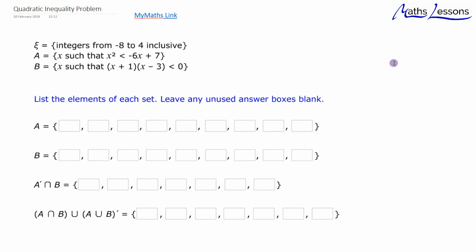Right, trickier problem. Bit of sets included in the inequalities. A really good thinking question. So let's give you 3 minutes to see if you can get this.